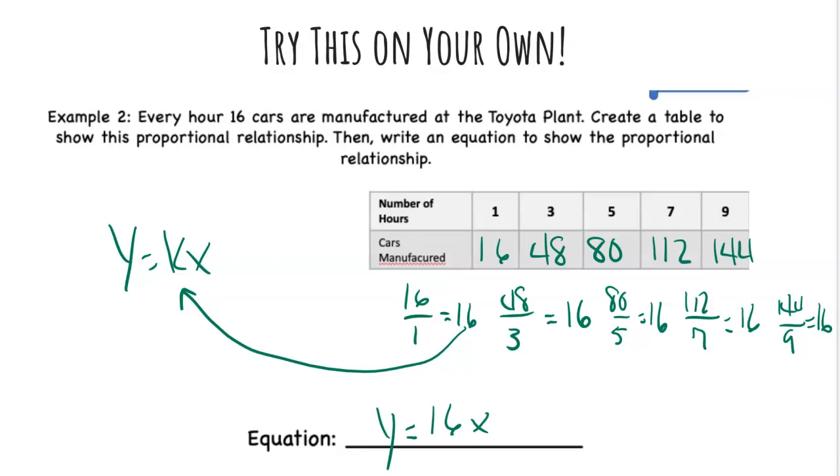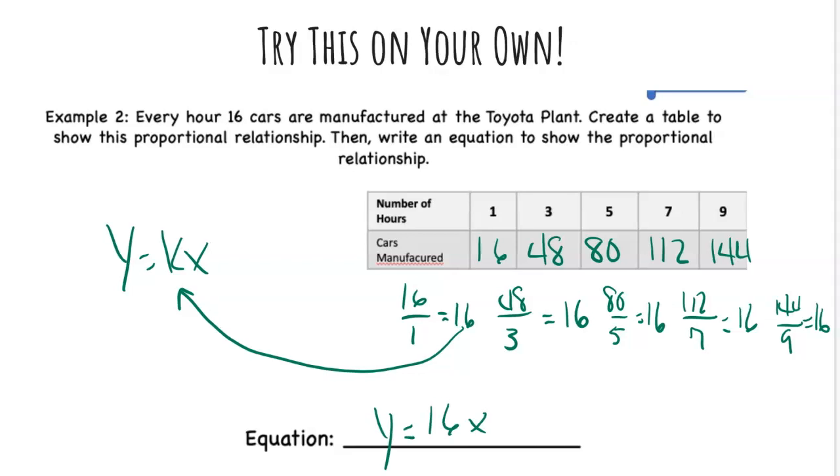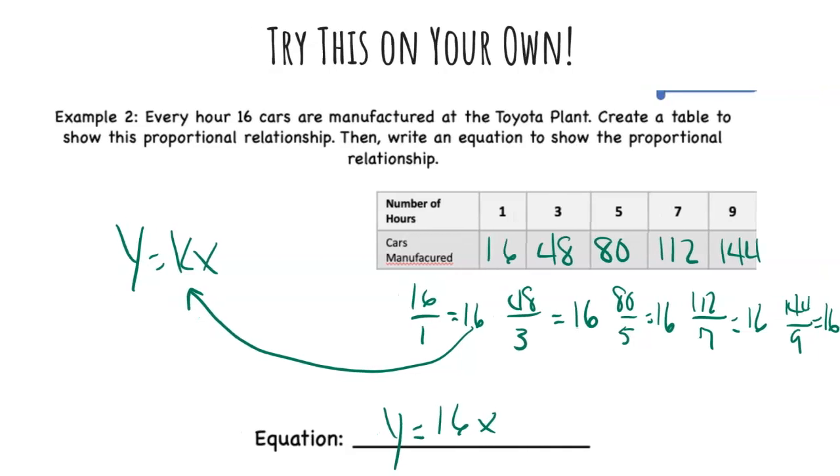So figure out your constant, plug that value into your formula, and that'll tell you what your equation is. And all this equation is saying is that every time I want to figure out how many cars there are, which is what my y is, I take the number of hours, which is my x, and multiply it by 16, and that'll tell me the total number of cars that are produced.